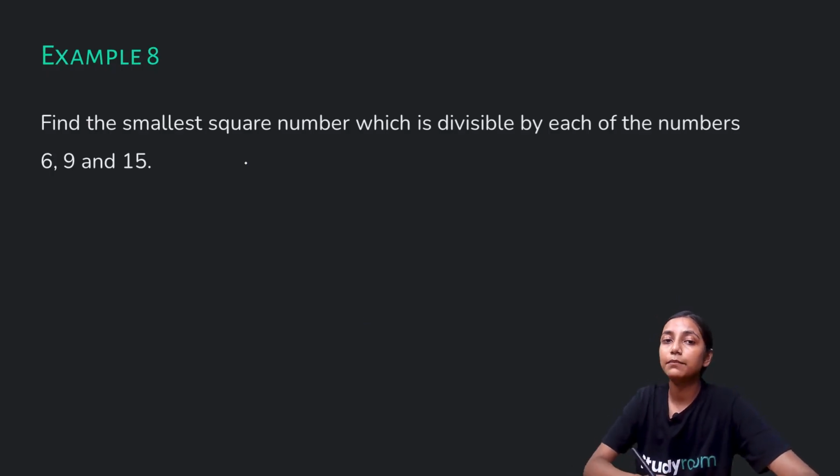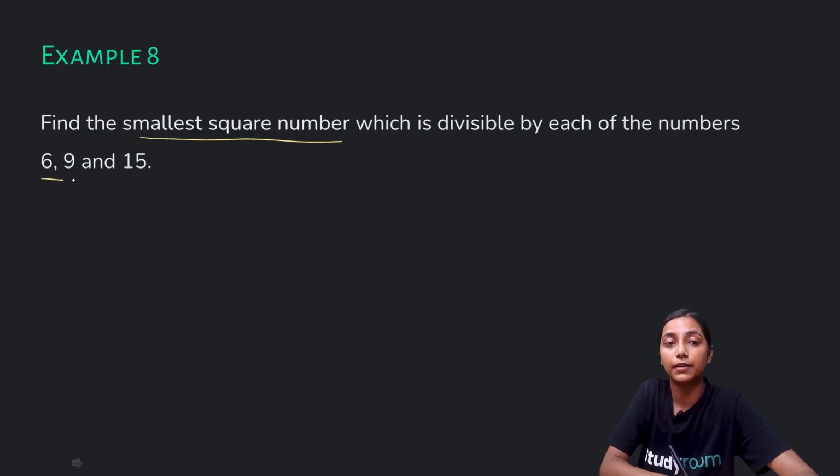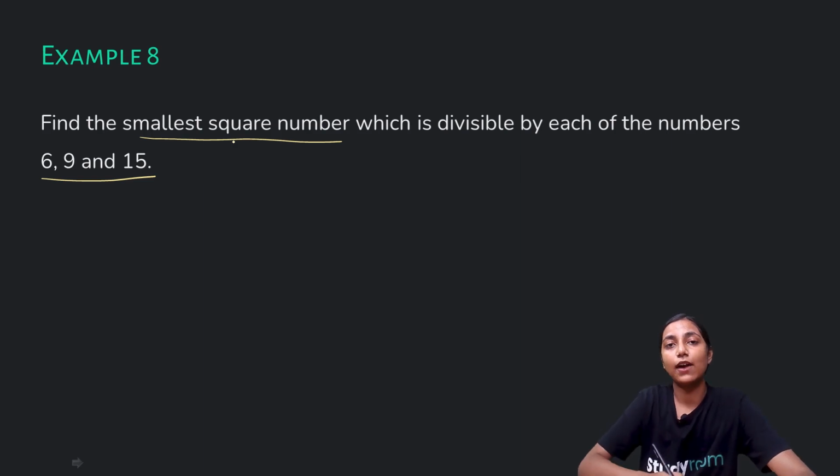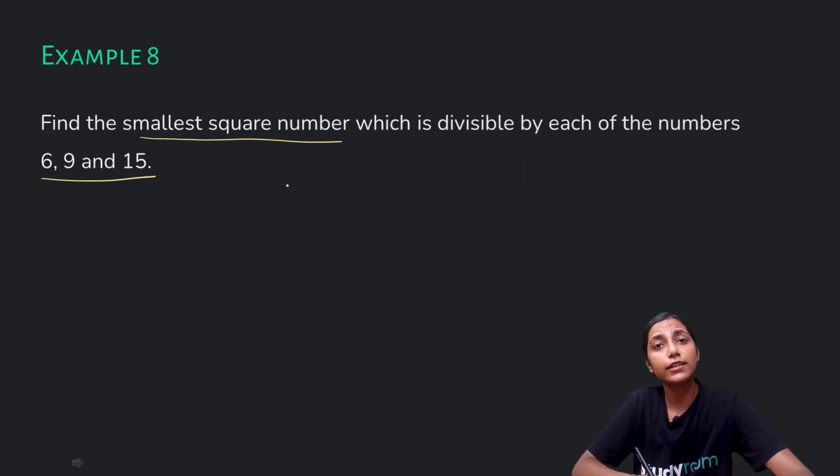Find the smallest square number, not just the smallest number, but the smallest square number which is divisible by each of these numbers, that is 6, 9 and 15. This is our example number 8. This is quite a bit different from the other examples. We have to find the smallest square number which is divisible by each of these numbers.